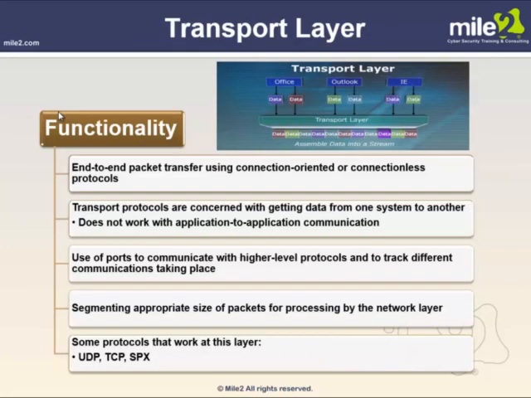All right, then we have the transport layer. This is the end-to-end packet transfer using connection-oriented or connectionless protocols. The transfer protocols are concerned with getting the data from one system to the other. It does not work with application-to-application communication, however. It uses ports to communicate with higher-level protocols and to track different communications taking place. We have segmenting into appropriate size packets for processing by the network layer, and some of the protocols that work here are UDP, TCP, and SPX, which was used for Novell systems, at least back in the earlier days. But nowadays, we're pretty much only really using TCP and UDP.